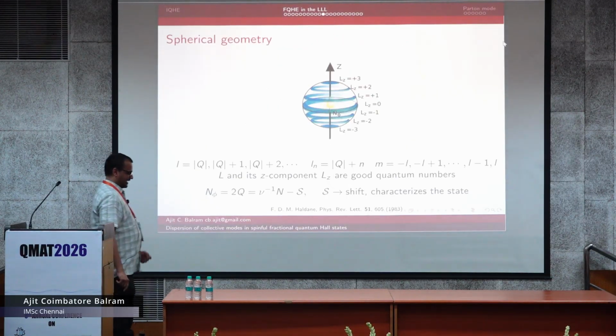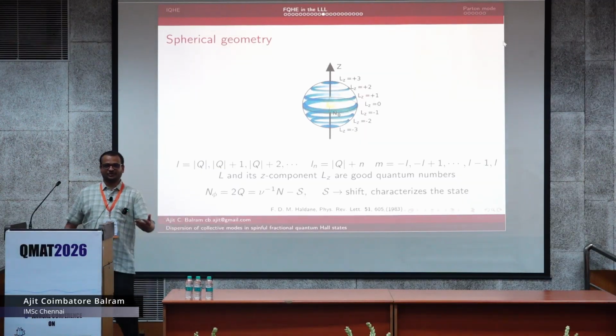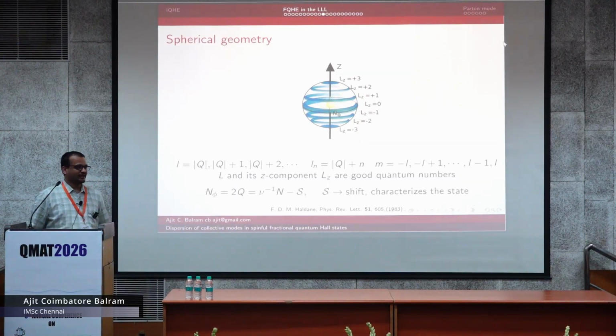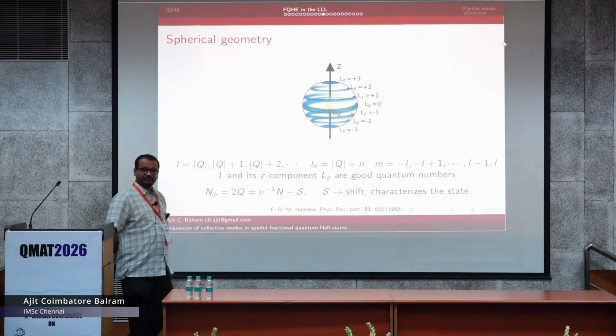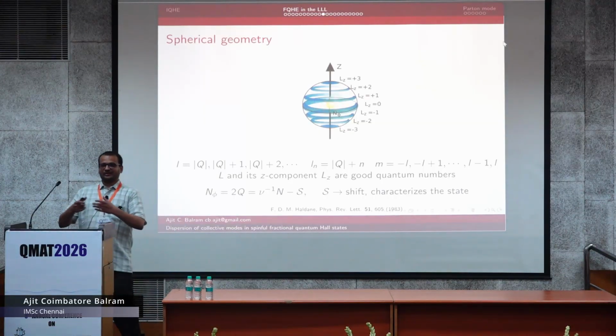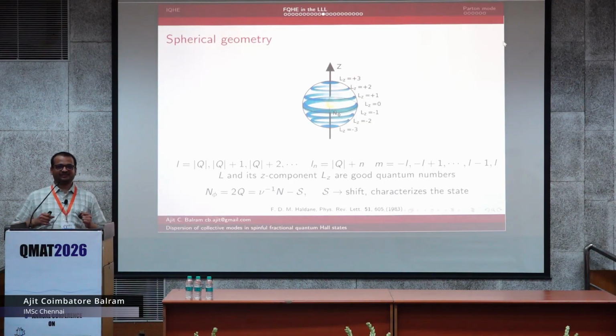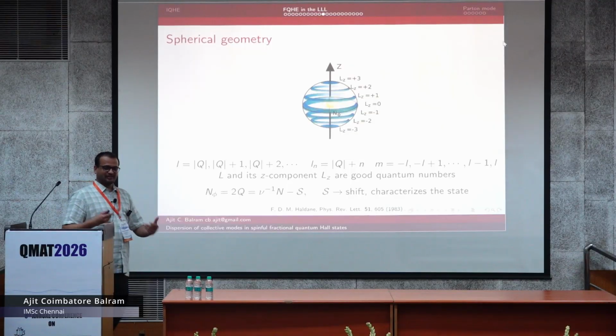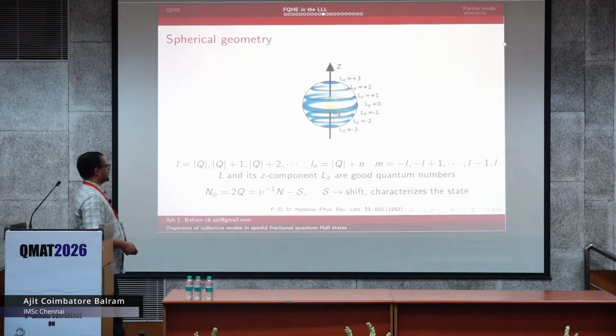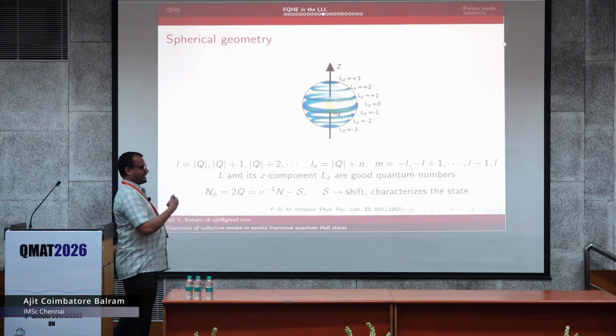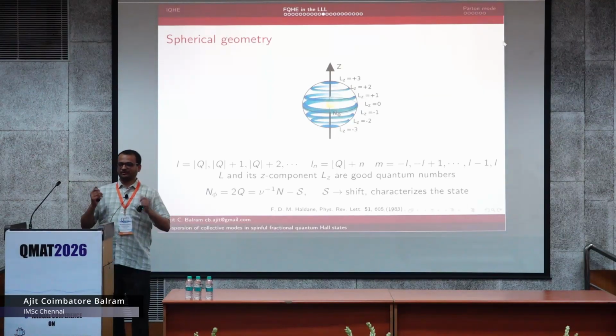Okay, so I'm going to use the spherical geometry to test and show how well these wave functions work. The reason for doing that is I'm mostly interested in bulk properties. Unlike in the disk, where you need to put a confinement to keep electrons within some radius, the sphere is a nice compact geometry and it has some nice features. Appropriate to this geometry, the orbital angular momentum and its z quantum number are good quantum numbers.